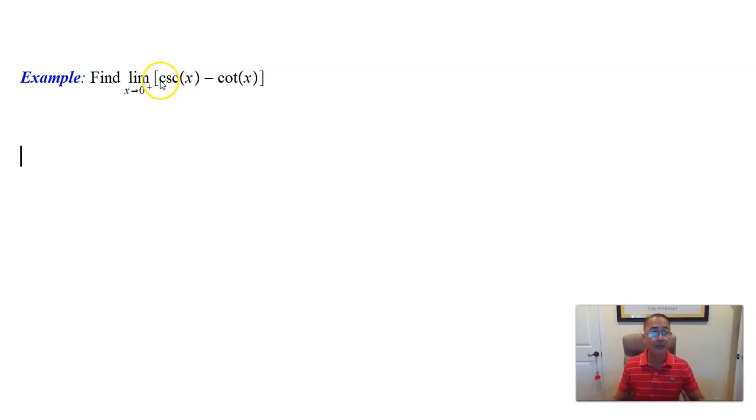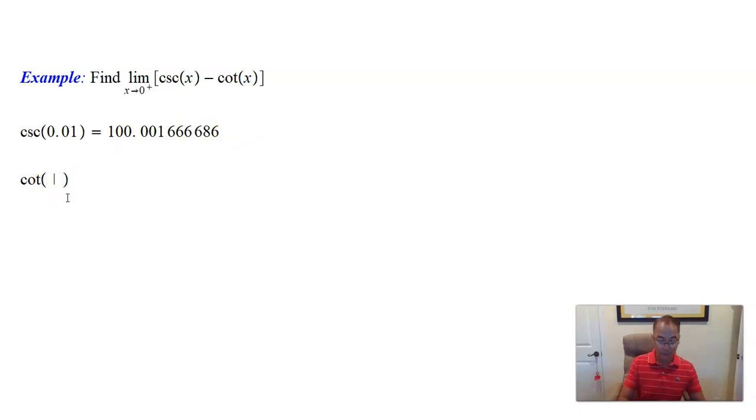Okay, so if you don't believe me, maybe you will believe Maple. What is the cosecant of 0.01? That's radians. Great, Maple, it is about 100. Similarly, cotangent, you have cosine over sine, and if you plug in a small number, the denominator is close to 0.